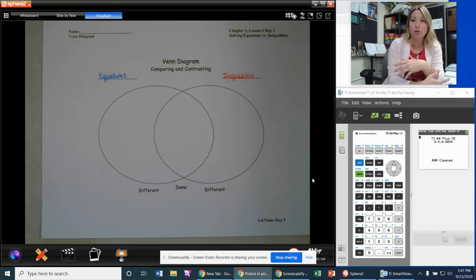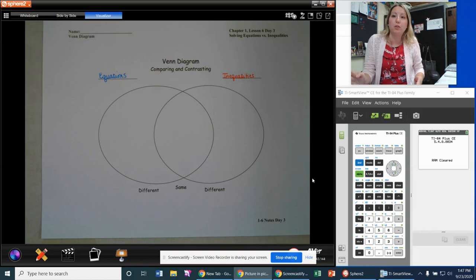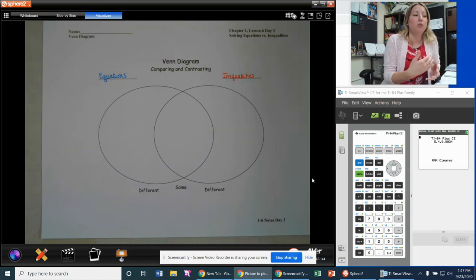So before I start filling things in, I want you to pause. Think about what are the things that are exactly the same about solving equations and solving inequalities, and what are the things that are going to be different? What are some of the things you have to think about a little bit further? This is a place where I want you to pause and think about that before you begin the rest of the video and I start writing in for your notes. Okay? Pause.